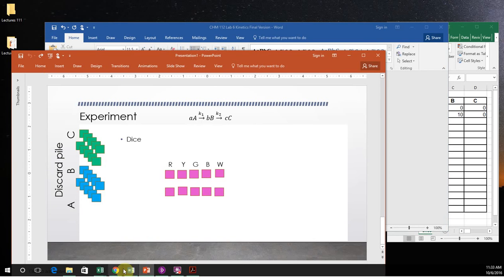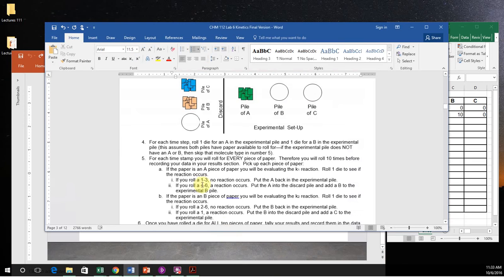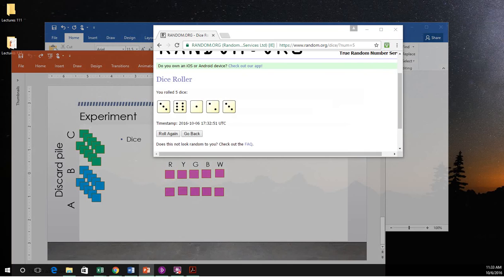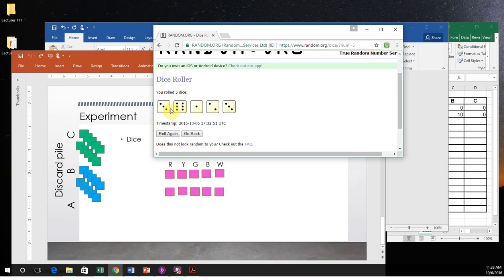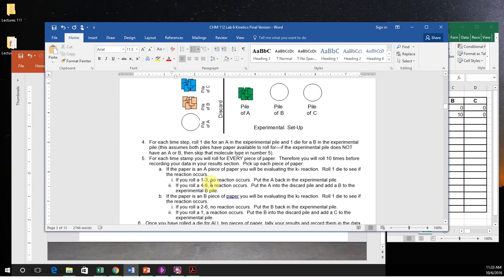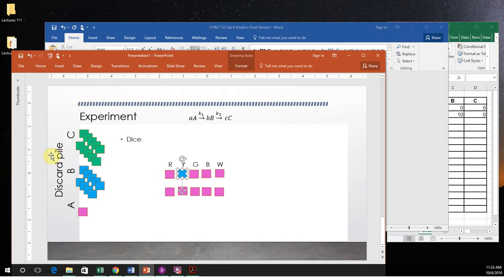So now, looking at our rules, I'm going to say wherever there's a 1 to a 3, I'm going to leave it alone. I'm only going to mess with it for a 4 to a 6. So here we've got too many windows. No reaction, no reaction, no reaction, no reaction. Only this one has reacted. So I'm going to move that over and replace it with a B. Okay?